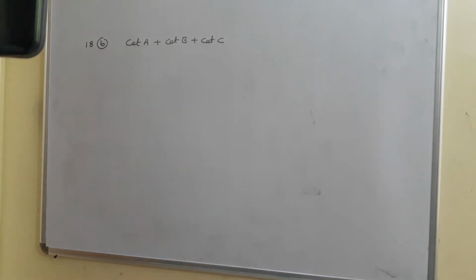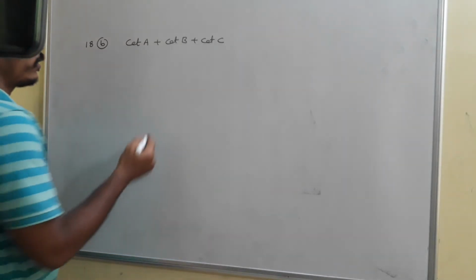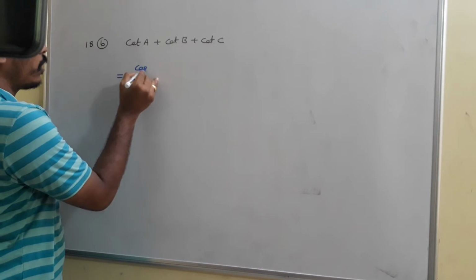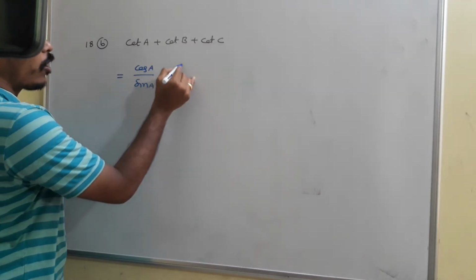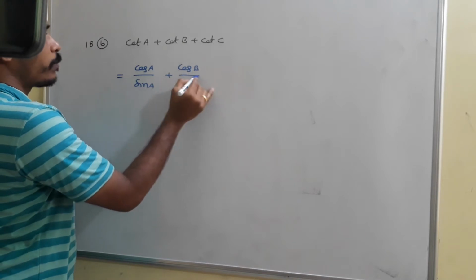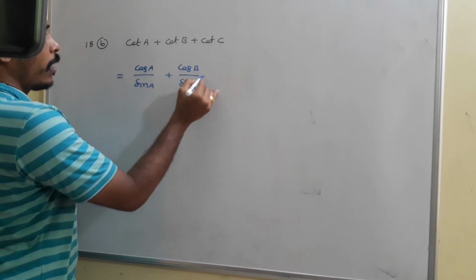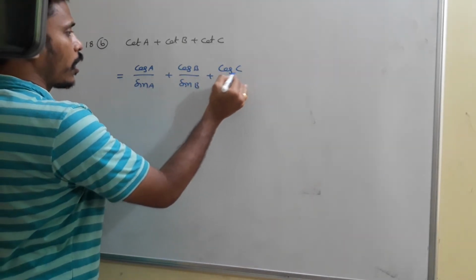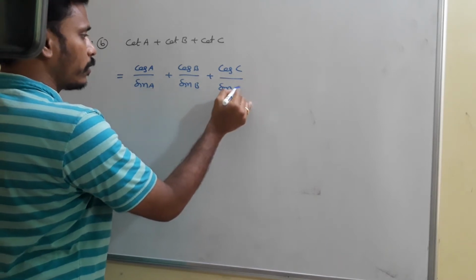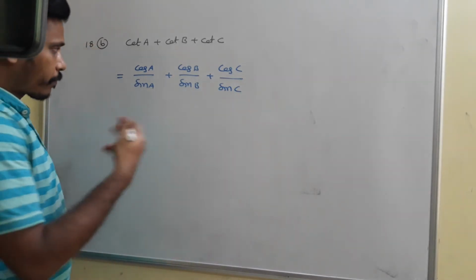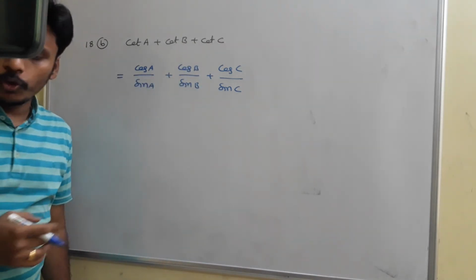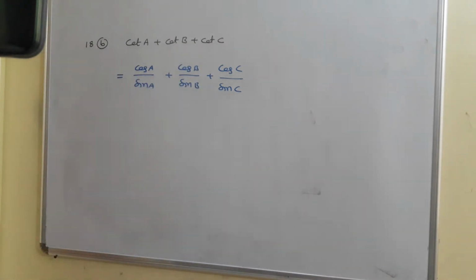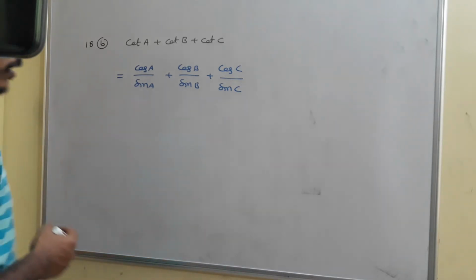Cot A plus cot B plus cot C. How to rewrite? See, cot A is simply cos A by sin A, plus cot B is nothing but cos B by sin B, and cot C is nothing but cos C by sin C. For the numerators cos A, cos B, cos C, you just use the cosine rule, whereas for the denominators sin A, sin B, sin C, you just use the sine rule.